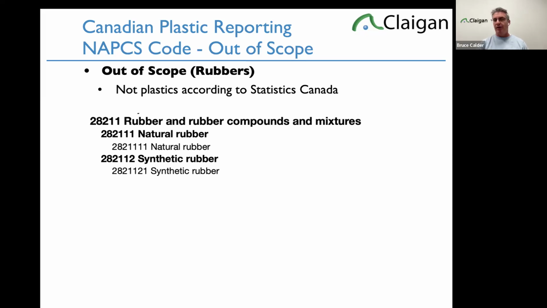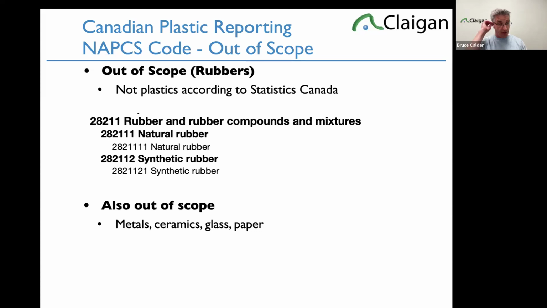So neither is silicone rubber or any of the other elastomers. Plastics are in, rubbers are not, based on the rules. They might make some guidance saying, oopsie, yeah, report synthetic rubber this way, but it's not. Also out of scope are metals, ceramic, glass, and paper, other non-plastics.